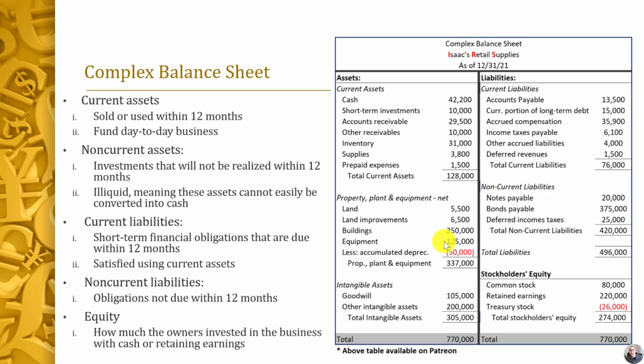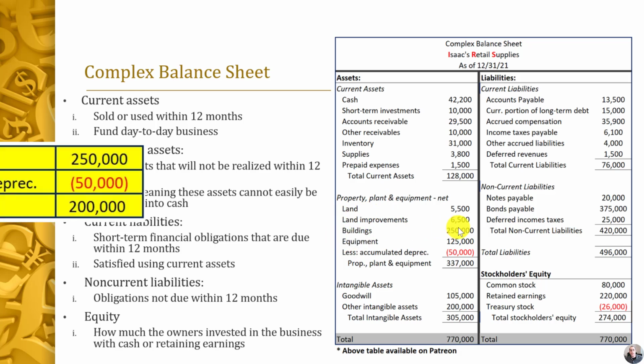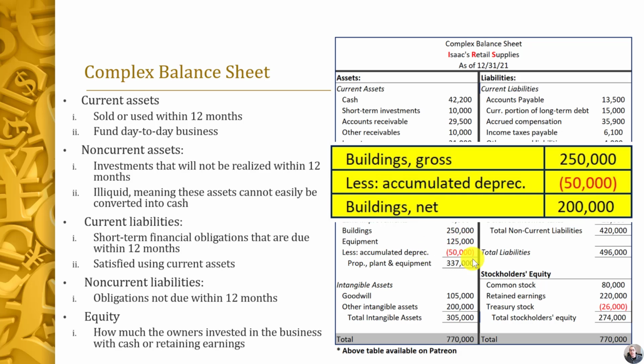Let me give you an example. Let's just pretend there's no land improvements, and there's no equipment. There's just buildings of $250,000 and accumulated depreciation of $50,000. Those are the only two items on the PP&E section. By looking at the balance sheet, we know the original value of the buildings, the original amount we paid was $250,000. And as of the end of 2021, we depreciated $50,000 of that $250,000. So the value of our buildings, according to our balance sheet, is $200,000. It's the original value minus accumulated depreciation.